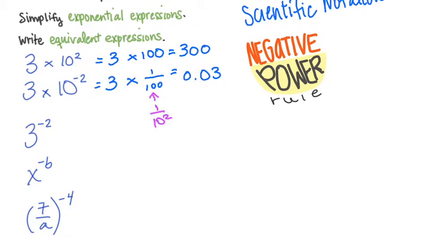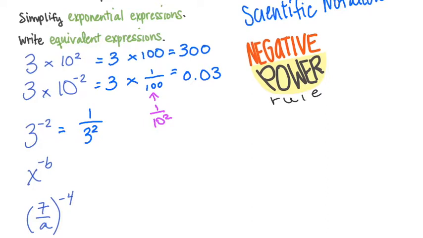The negative power rule tells us that whenever we have a base raised to a negative power, what we really have is a number that's less than 1. So instead of this being 3 to the negative 2, the way we get rid of that negative exponent is by putting it as a fraction and flipping it so that you have 1/3 squared. These two are actually equivalent expressions. They mean the very same thing.